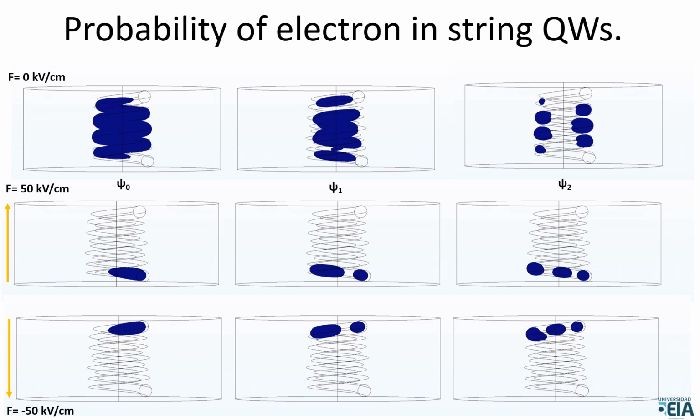Here are presented the effects of the electric field applied to the probability of finding an electron in a string helicoidal quantum wire. When there is no electric field, the figures, left to right, describe the fundamental state, first excited state, and second excited state. When there is an applied electric field, the figures describe the electron being repelled by the effect of the electric field, consequently locating itself in the opposite direction of the electric field. This phenomenon also occurs for the tree quantum wire.